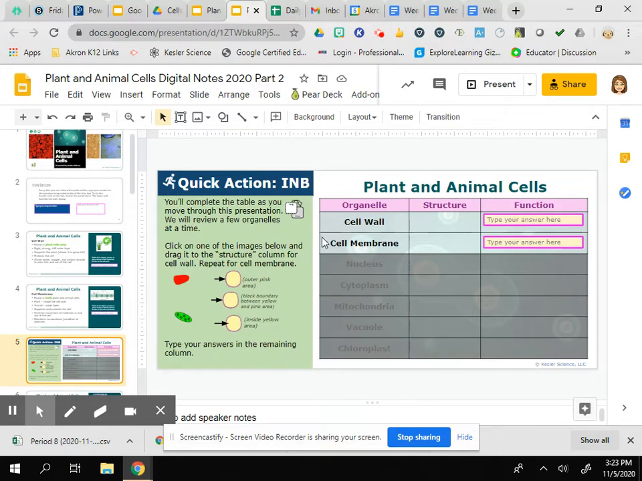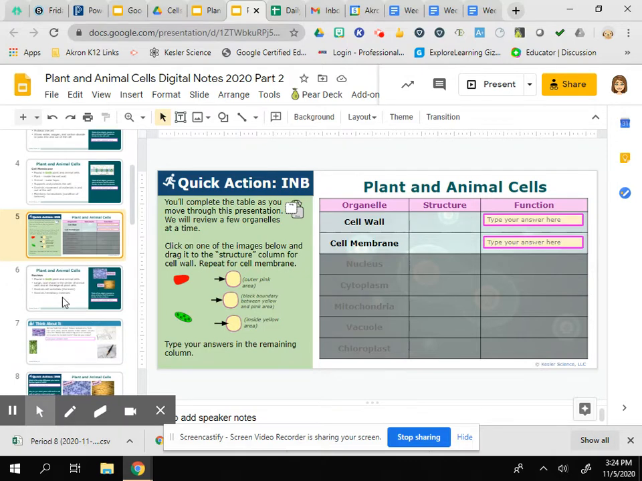For the cell wall, there's a red structure, a green structure, and then these 3 circles. One says the outer pink area. One says the black boundary between the yellow and the pink area. And one says inside the yellow area. You have to figure out which one looks like the cell wall and which looks like the cell membrane. I'll give you a hint: it's one of these 3 circles here. Click and drag and put them in your structure boxes. Then write in the function of the cell wall and the cell membrane, and then we'll move on to the next slide.